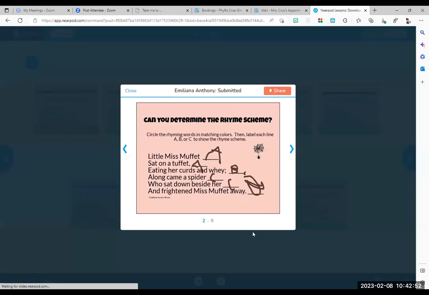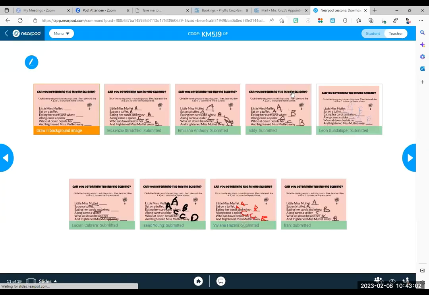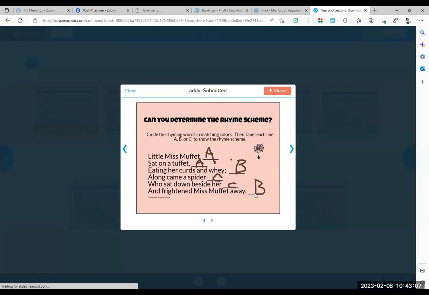Okay, here's Emmy's. Nice. Excellent. A, and then way and away are the B's, and spider, beside her is a new one. Very good, very good. Oh, let's see. That very last line should be a B. Away rhymes with way. Way is like a wheat. That's what it is. A grain. So away and way. Check it out on my screen. They should both be B to show that they rhyme.